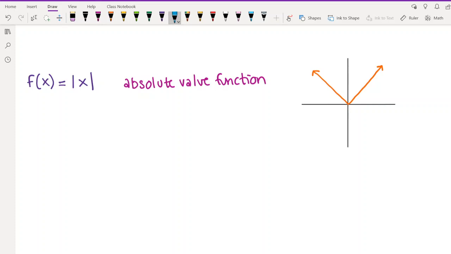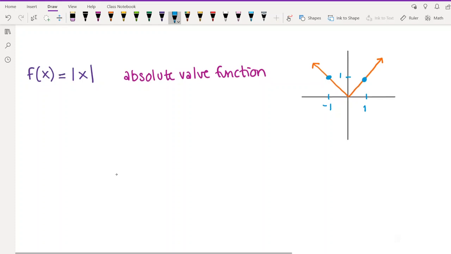So if you plug in a positive number, like let's say you plug in +1, the output is going to be also +1. So you have the point 1, 1. On the other hand, if you plug in -1, well, then your answer is still positive. And so basically, that's why you have this kind of symmetric shape on both sides, where no matter what value you plug in for x, whether it's positive or negative, your result is always positive. And so that's why the graph kind of flips upward on the negative side of it.